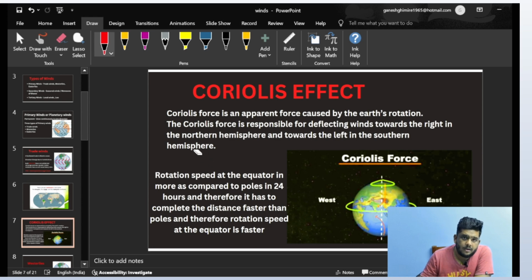Because the rotation speed at the equator is more as compared to the poles in 24 hours. You see, this is the equator, and the rotation speed at the equator is much more than at the poles. As we have already discussed, the distance is much bigger as compared to the poles. It has to complete the distance faster than the poles. That is the reason for the variation in speed. Moving ahead to the next slide.